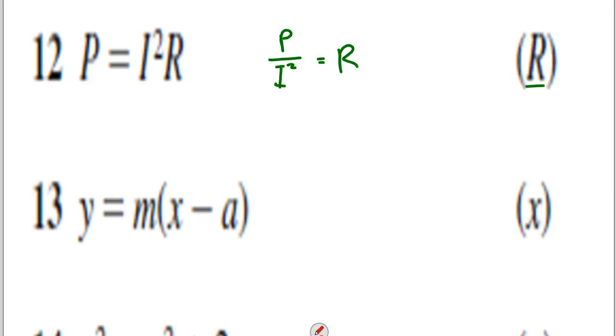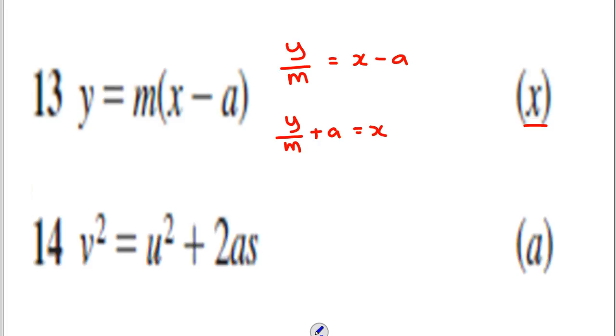Question 13. Y equals M brackets X minus A. They want us to make X the subject. So notice X minus A is all together in a bracket. So we need to divide off the M first. So divide both sides by M is our very first step. So Y divide by M equals X minus A. And because we've divided both sides by M, we don't need the brackets there anymore. And to get X by itself, a nice simple step, we just need to add A to both sides. So Y over M plus A equals X. Happy days.